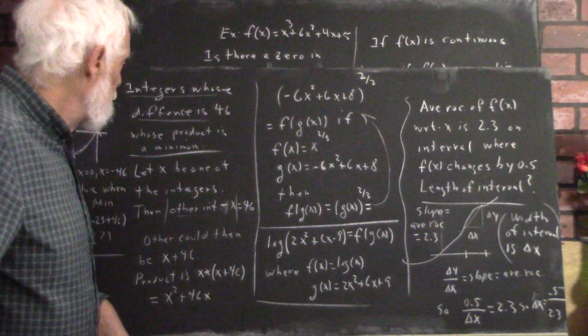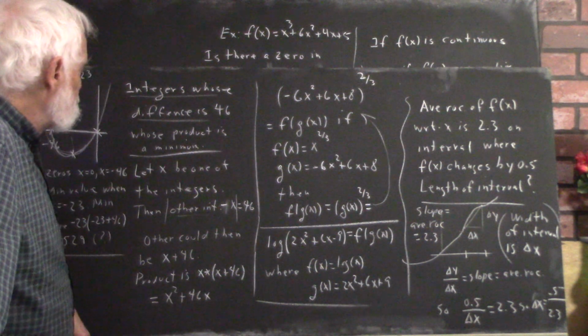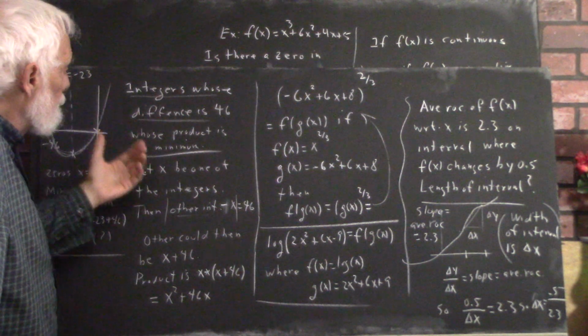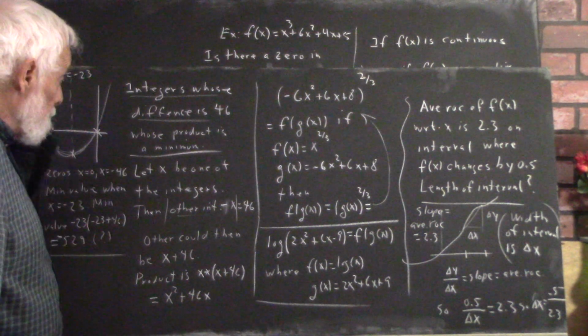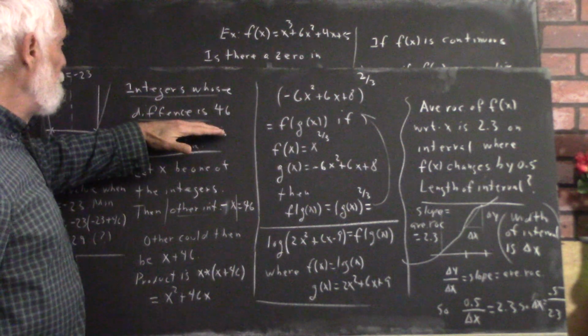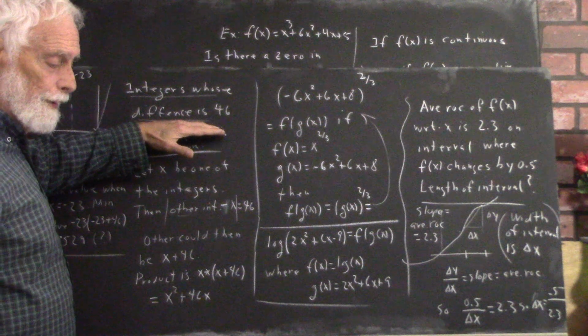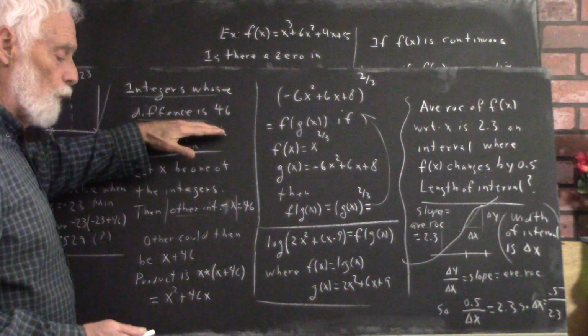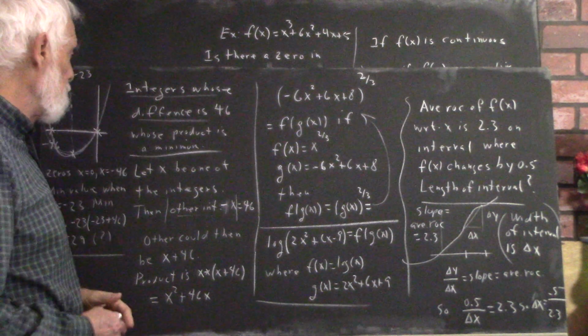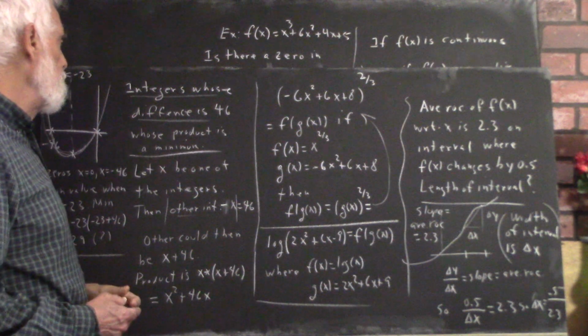Another problem, you want to find integers whose difference is 46, whose product is a minimum. Well, we got to get an expression for two integers whose difference is 46. Now, some people want to use x and y. You can actually do that, but you end up with a pair of simultaneous equations. It's going to lead you to the same point.